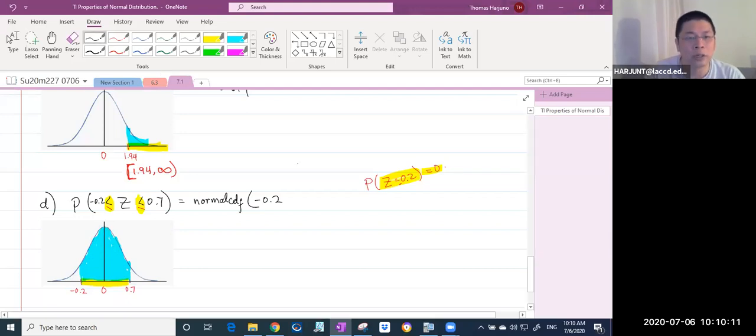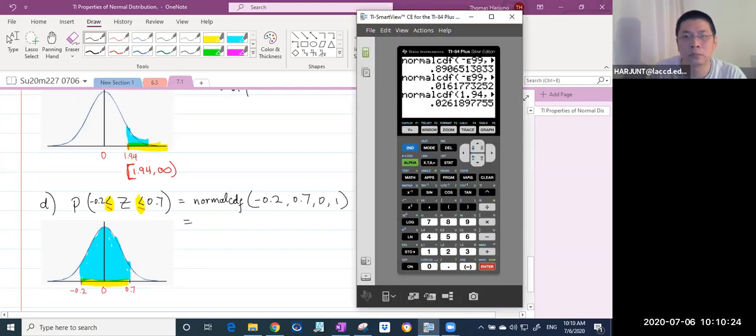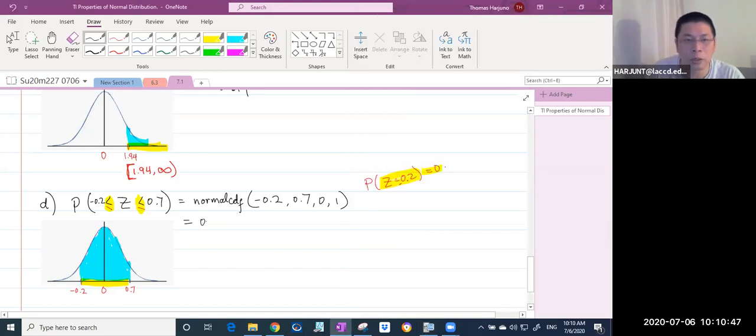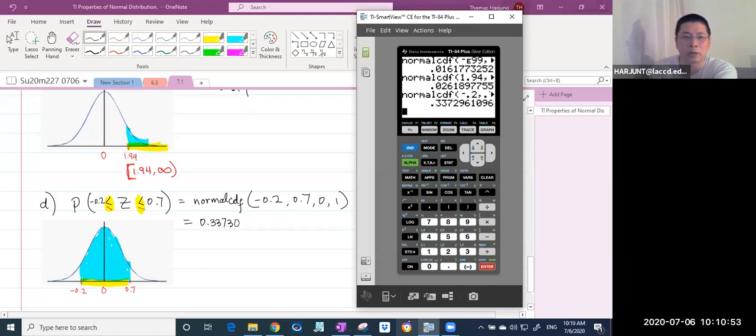So the left fence is negative 0.2, the upper fence is 0.7, the mean is 0, standard deviation is 1. Negative 0.2, positive 0.7, the mean is 0, standard deviation is 1, and we get 0.33730. Check. Yes, because the digit after that 9 is 6, so I round it up.